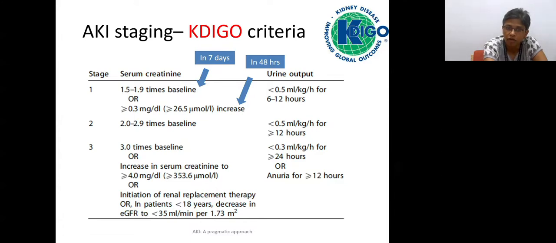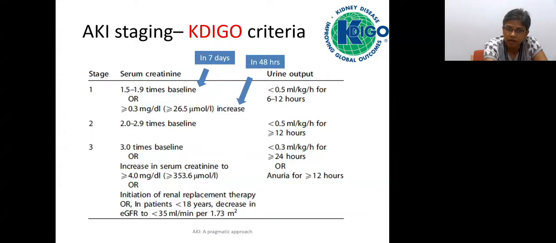So if your creatinine has risen between 1.5 to 1.9 times within 7 days, or at least 0.3 milligrams per deciliter in 48 hours, you'd be in stage 1. If your urine output was low for between 6 to 12 hours, you'd be stage 1. If your creatinine rose to between 2 and 2.9 times, or your urine output was low for at least 12 hours, you'd move to stage 2.